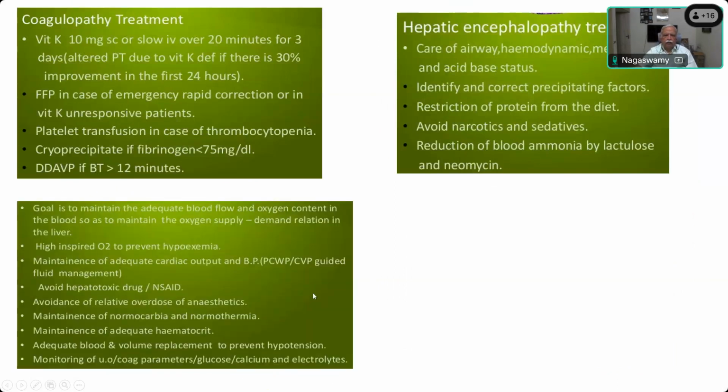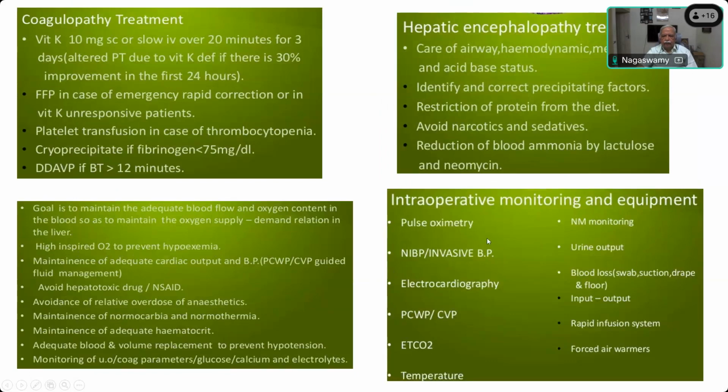And what are the goals? The goals are to maintain adequate blood flow and oxygen content in the blood to the liver, so the supply-demand relationship is maintained. High inspired oxygen to prevent hypoxemia, maintenance of adequate cardiac output, avoid hepatotoxic drugs, avoidance of relative overdose of anesthetics, normocarbia, normothermia, adequate hematocrit, adequate volume, maintain urine output, coagulation parameters, glucose, calcium, and electrolytes.